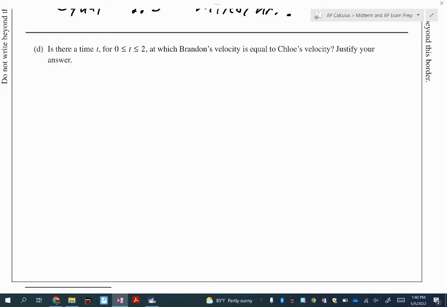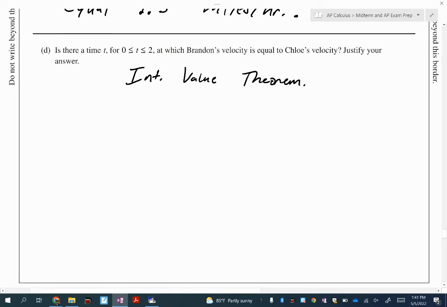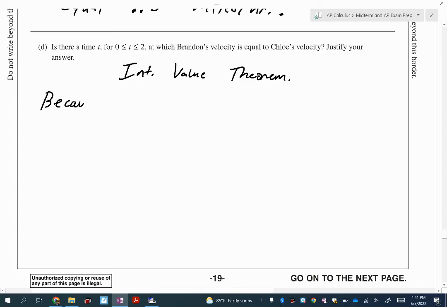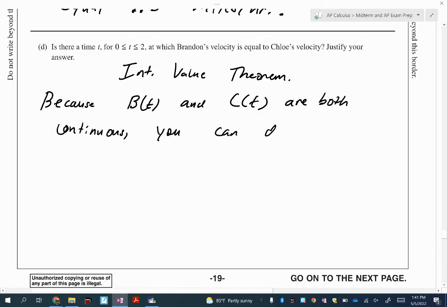Is there a time t between 0 and 2 hours, so halfway through the ride, at which Brandon's velocity is equal to Chloe's velocity? So here's the justification we're going to use here. This one is going to be the intermediate value theorem. What I'm going to first do is, because B of t and C of t are both continuous, you can do B of t minus C of t. You can subtract them.